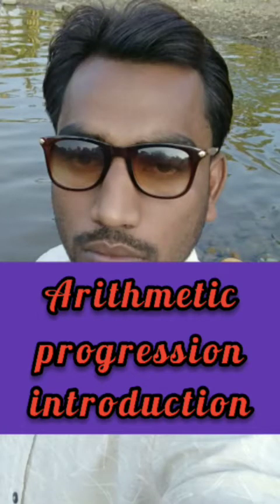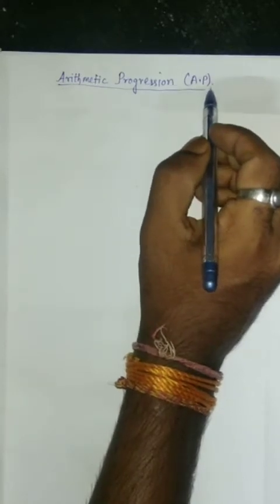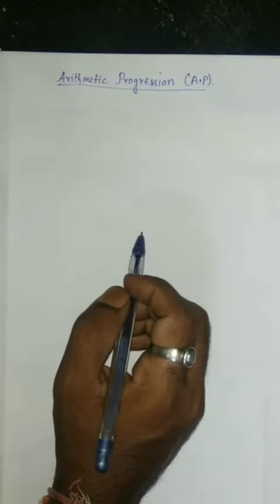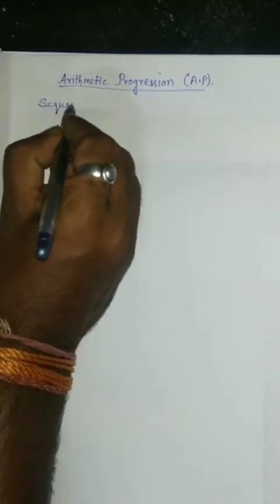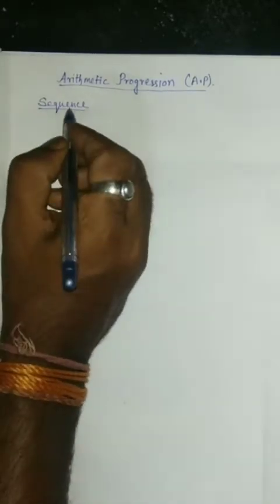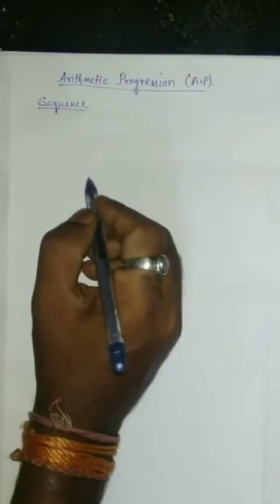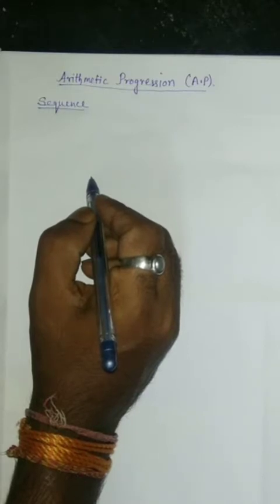Arithmetic progression. In short, it is also called AP. Before starting the chapter, you should know a few terms to understand AP. The first thing is sequence. If you understand this term sequence, it will become very easy for you to understand what is AP. So, let me start the topic with the first term, sequence.